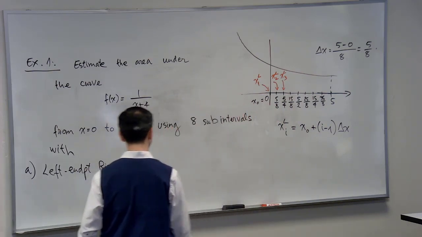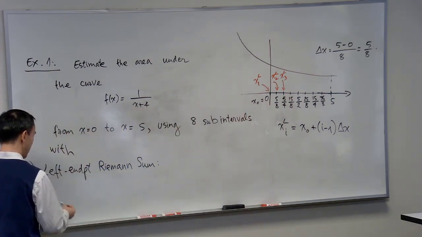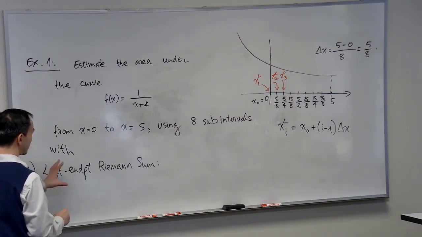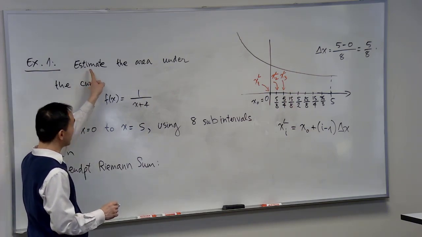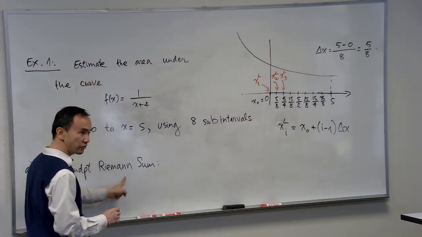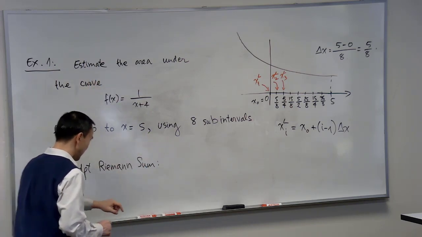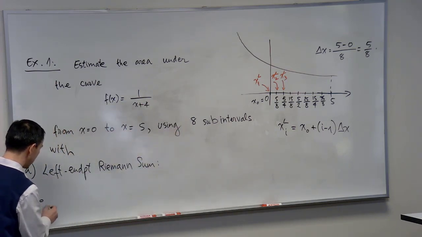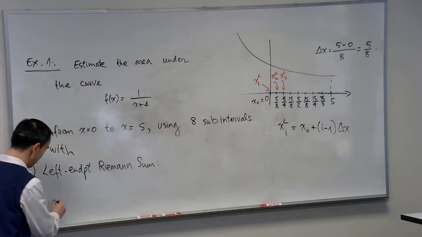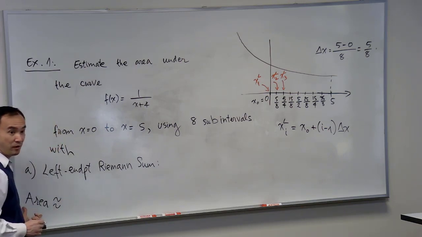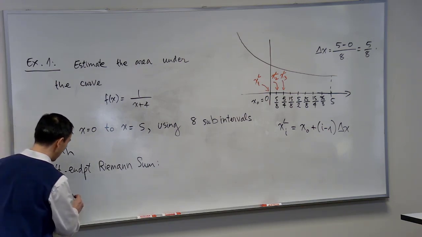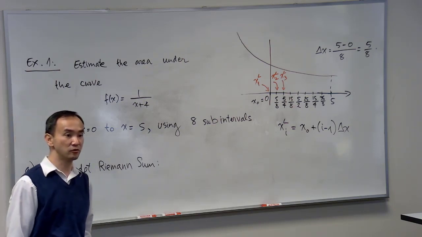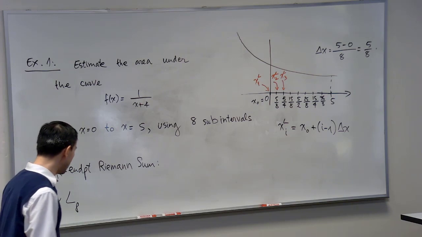And so now we're ready for the left endpoint Riemann sum. We want to estimate the area using the Riemann sum with 8 subintervals. So here's how we can logically write it: the precise area that we don't know yet can be approximately equal to L8, the left endpoint Riemann sum using 8 subintervals.